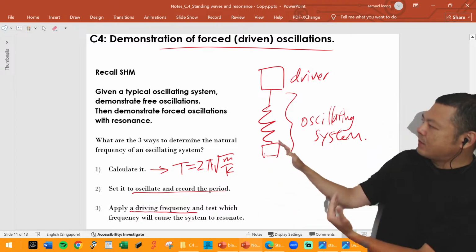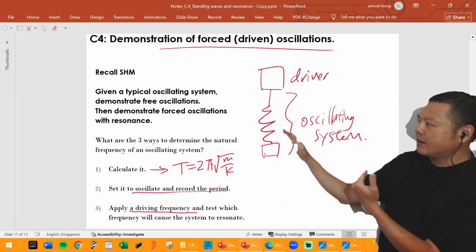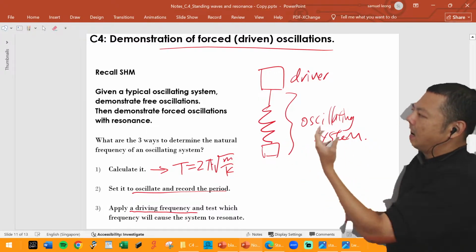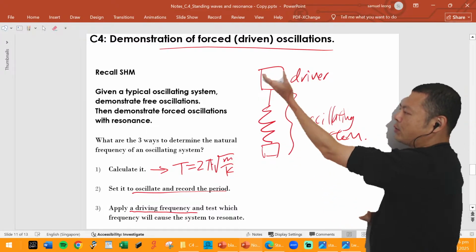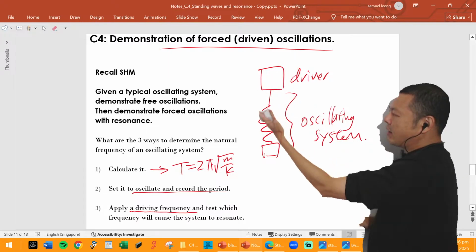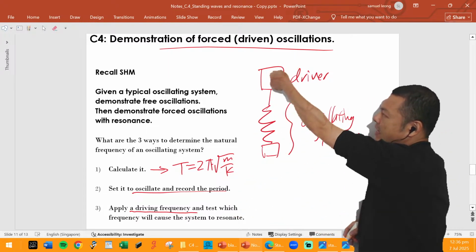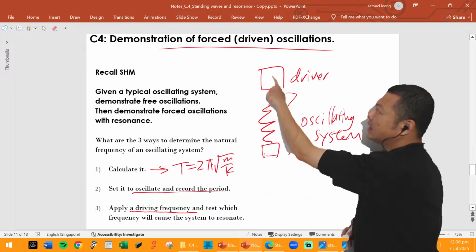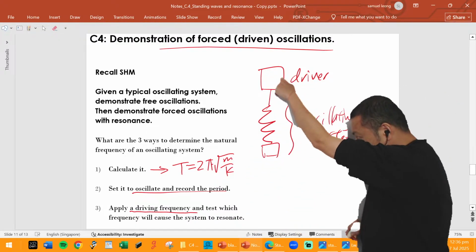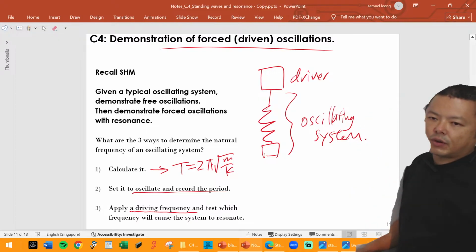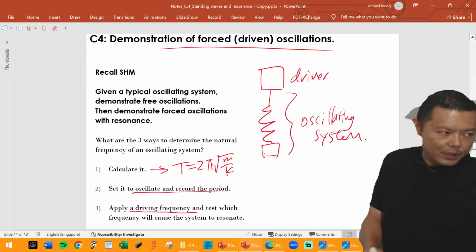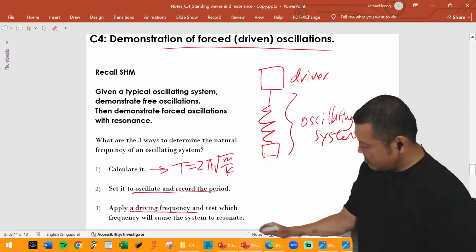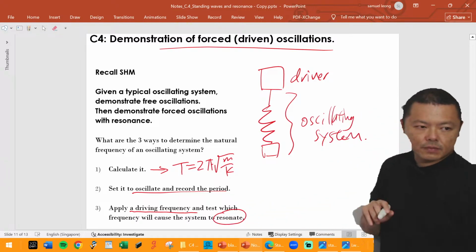If you don't know what the natural frequency of this system is, maybe because the driver is always stuck to it and always running, one way is that you can adjust the driver's frequency until you see the system resonating. Then whatever the driving frequency is, it will definitely be the natural frequency of the system, because that's what resonance is all about.